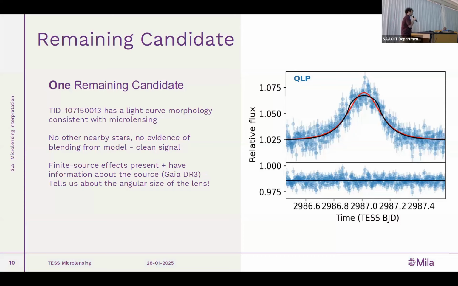From difference imaging, we know that it is an isolated source. There's no blending. We do fit for blending, and it's consistent with 0. So it's a relatively clean signal. And luckily, because it's a nearby source, we have information from Gaia about it. So we know its size, we know its distance.